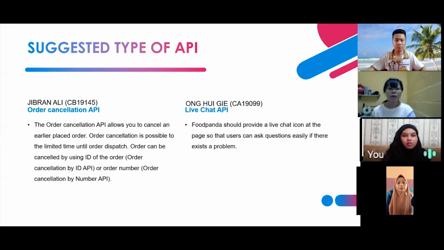Live chat API. Foodpanda should provide a live chat icon on the page so that users can ask questions easily if there is a problem. With live chat, where the customer service will serve the customers one by one, it is believed that problems will be reduced and can be solved immediately.